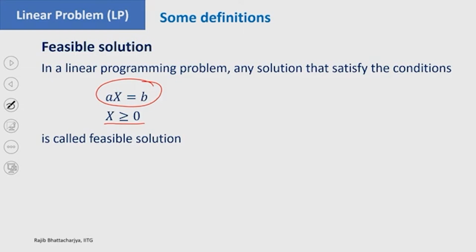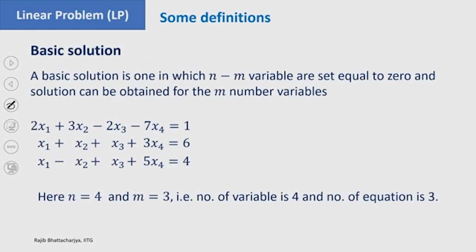So, what is a feasible solution? In a linear programming problem, any solution that satisfies the constraints and non-negativity, this is also a constraint, is called a feasible solution. So, I will say a particular solution, if that particular solution is satisfying the constraints including the non-negativity constraint, in that case that solution is a feasible solution. Okay. Now, what is a basic solution?